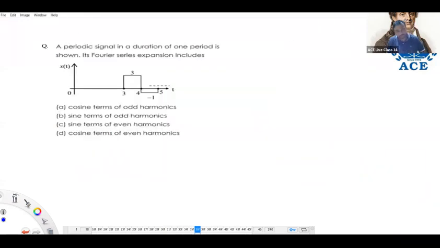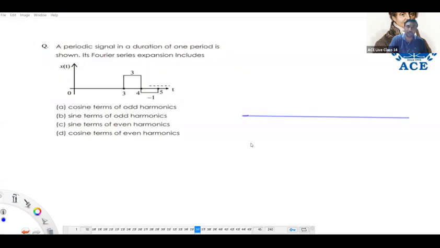Think of this. A periodic signal in a duration of one period is shown. Its Fourier series expansion includes. First of all, everyone tell me what is the time period of the signal graph? What is the time period that you tell me? How much, sir? I know 100% you will give the wrong answer.